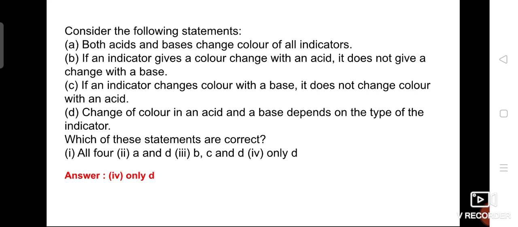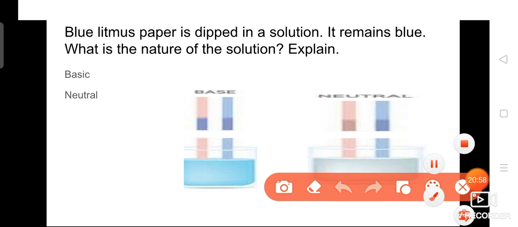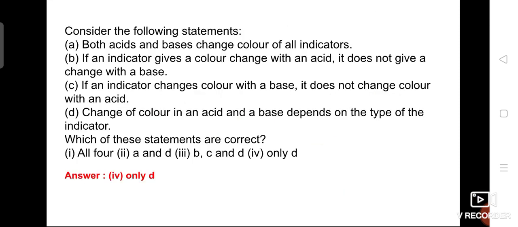Imagine this picture: it is dipped and only the portion immersed gets changed. The other part doesn't change color. It remains as it is. Here also pink, here also pink. Blue, blue. Only the portion dipped changed to blue, isn't it? So the first statement given is wrong.